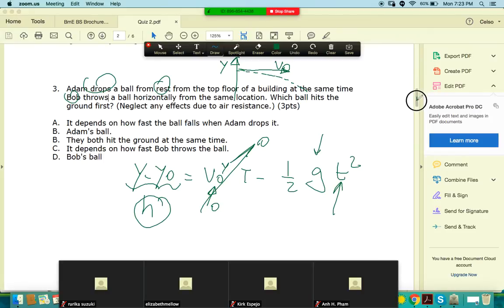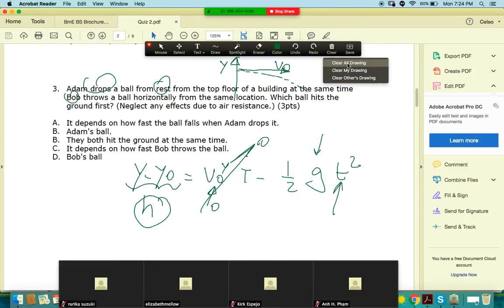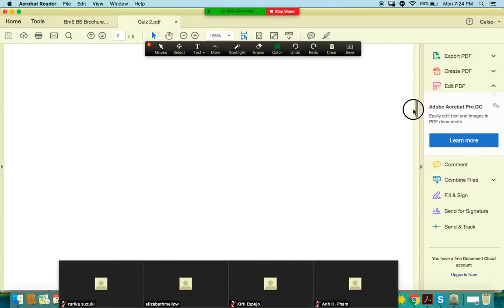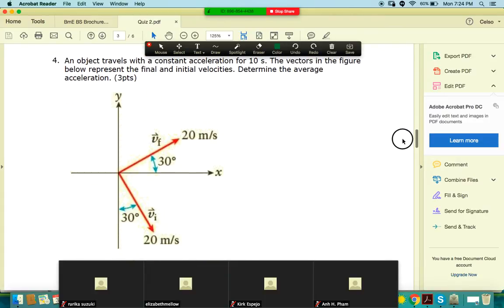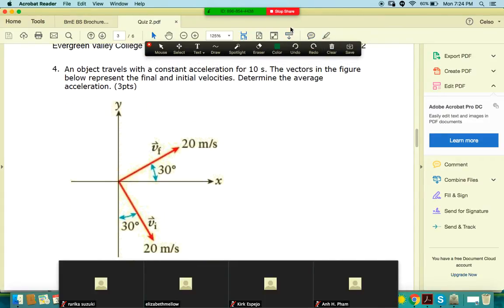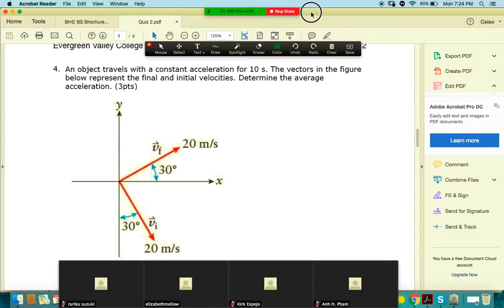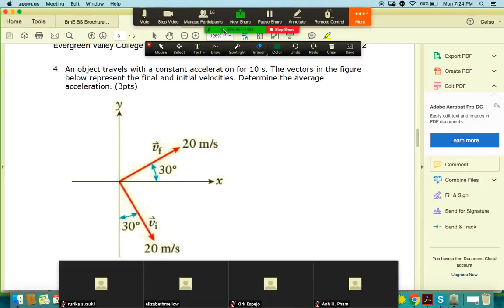Okay, can I move on? Can I go down? Let me see if I can. Okay. The second one, an object. Annotate. Comment. How do I do that? Oh, there you go.